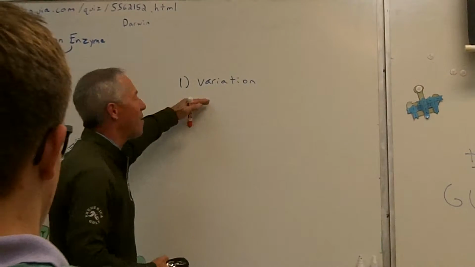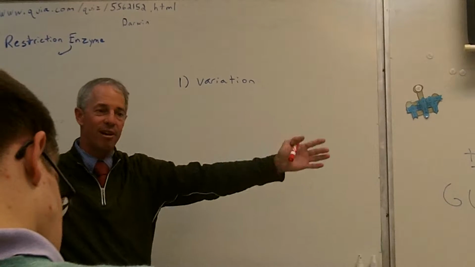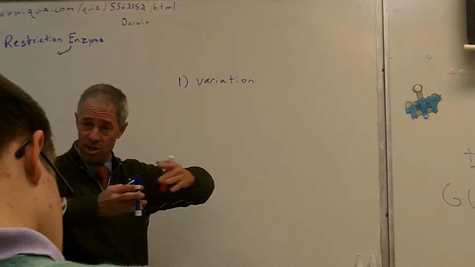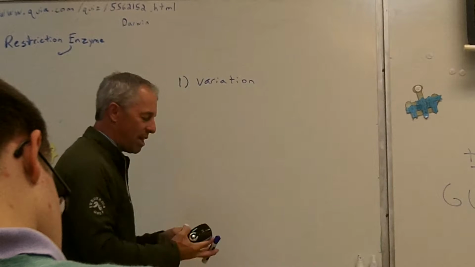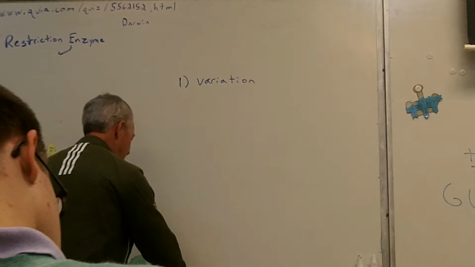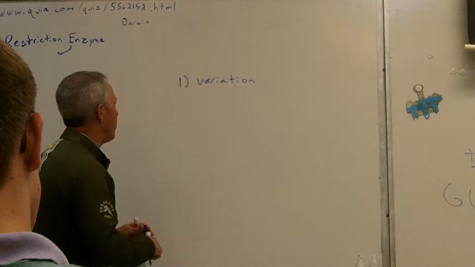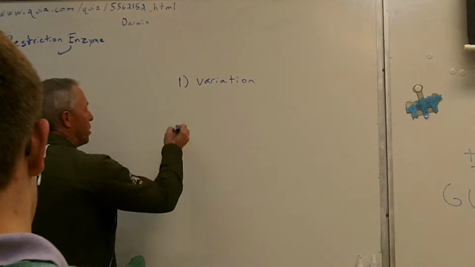Anyway, we call that variation. Variation is having an abundance of, there's a bunch of different types. That's one thing Darwin saw in populations. And I don't think anyone would argue that populations have variation.